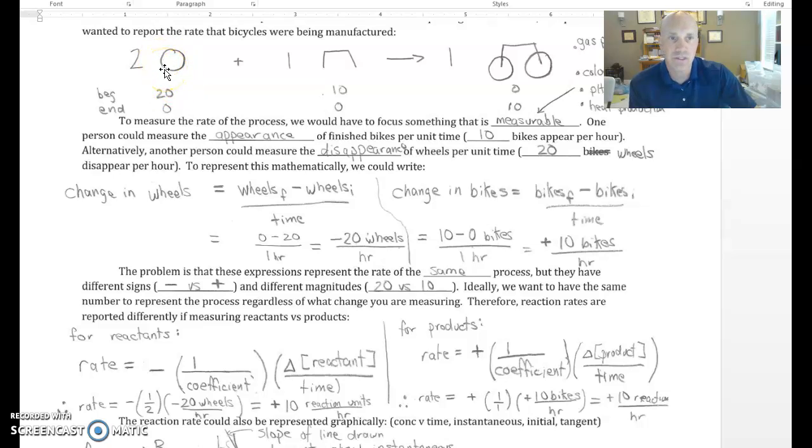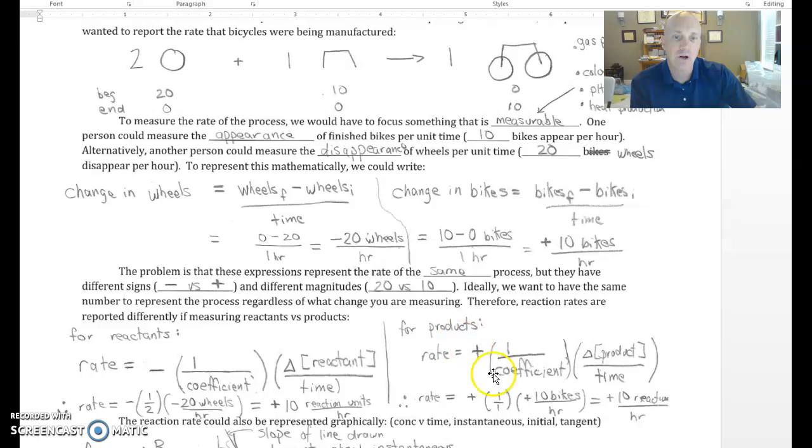All right. So if we lost 20, hopefully this makes sense. If we lost 20 wheels per hour, what that would mean is that we had this event happening 10 times per hour. All right, and notice I say 10 times per hour. That means positive 10 times per hour.